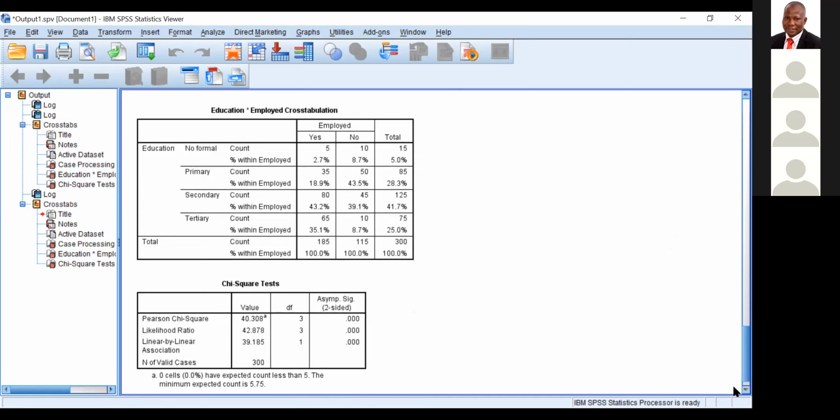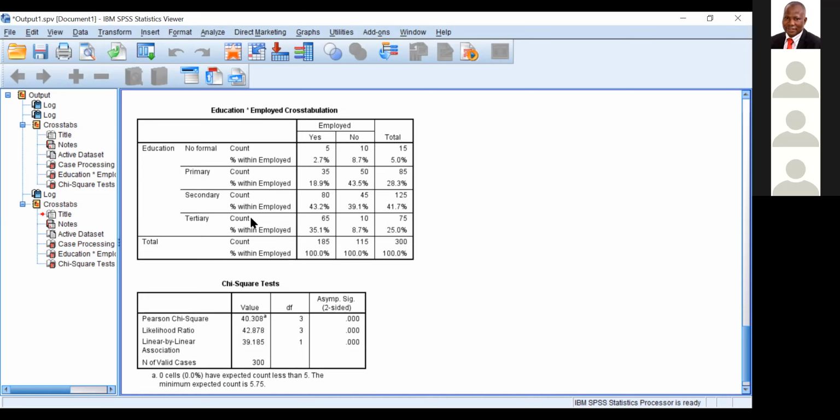Any question? That is how to do chi-square for trend. You remember the outcome variable must be two categories, and the exposure variable must be ordinal. It must be hierarchical. Any question? No question. Okay. If there's no question, you can stop sharing.